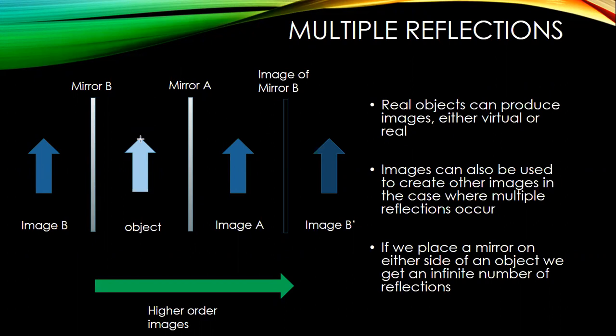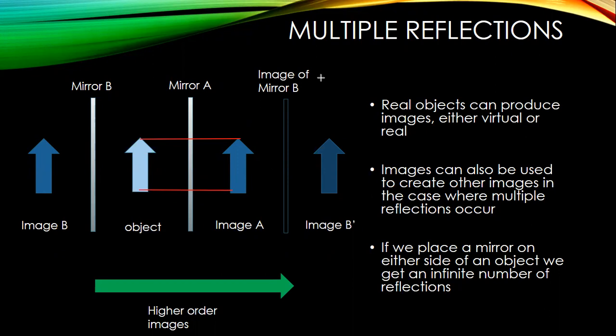Again, when we take a look at this, we have a ray going from the top of the object, reflects off the mirror, and then comes back. It appears to come from image A. Same thing for the rest of it. A light ray from the bottom of the arrow bounces off the mirror. It appears to come from the bottom right here. So if I only have this mirror A right here, I'm going to get a single image.